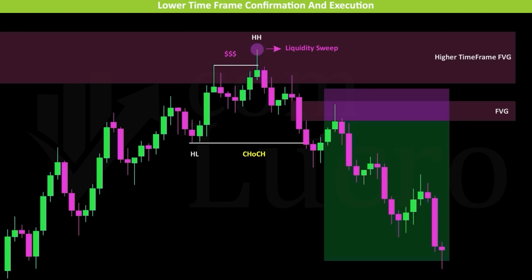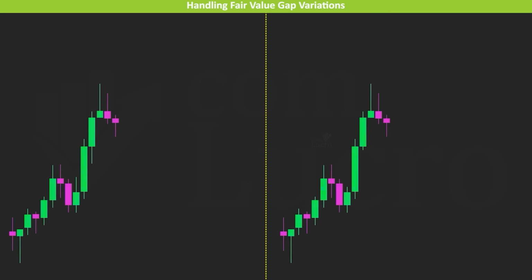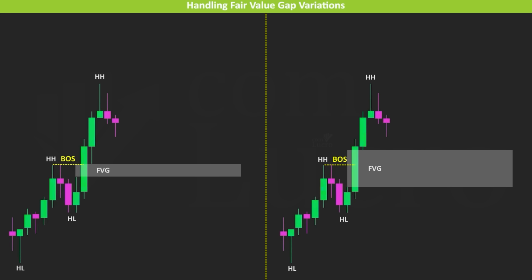The final target is the first major zone ahead of price on the higher time frame. Now, before we look at real chart examples, I want to go over some common situations that appear on the chart and how to deal with them.